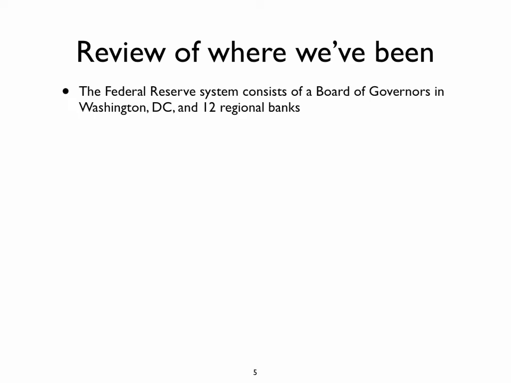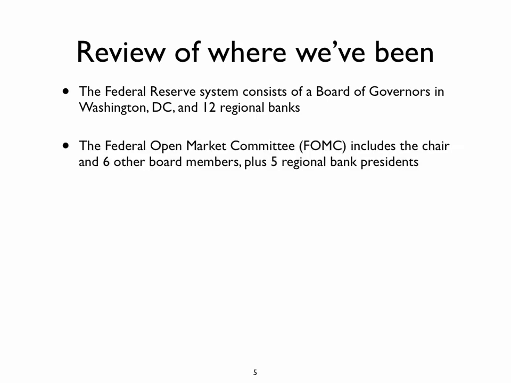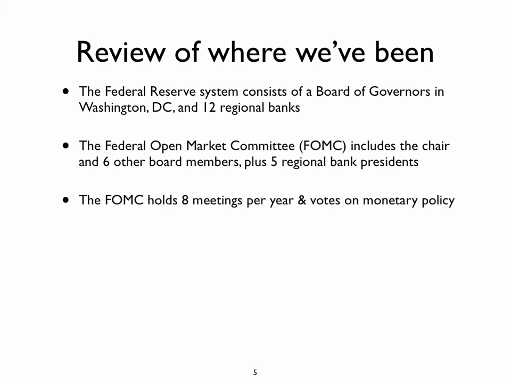Well, where have we been? We've talked about how the Fed consists of a board of governors in Washington, D.C. and 12 regional banks around the country. The Federal Open Market Committee is the brains of the operation. That includes the chair, currently Ben Bernanke, and 6 other board members, plus 5 regional bank presidents who rotate in and out. The FOMC holds 8 meetings per year and votes on monetary policy. It tends to be a unanimous or close to unanimous type of vote.